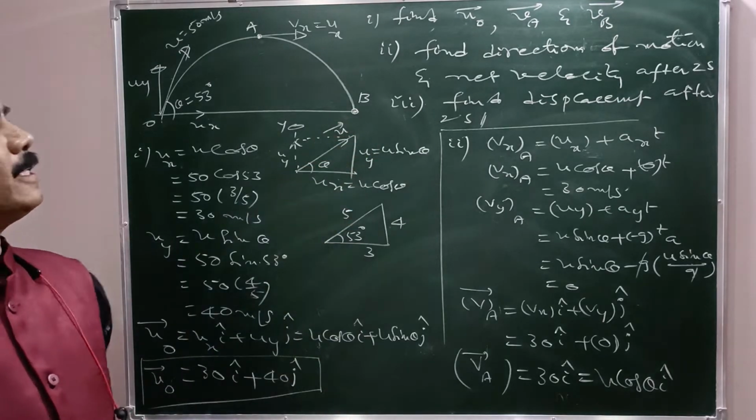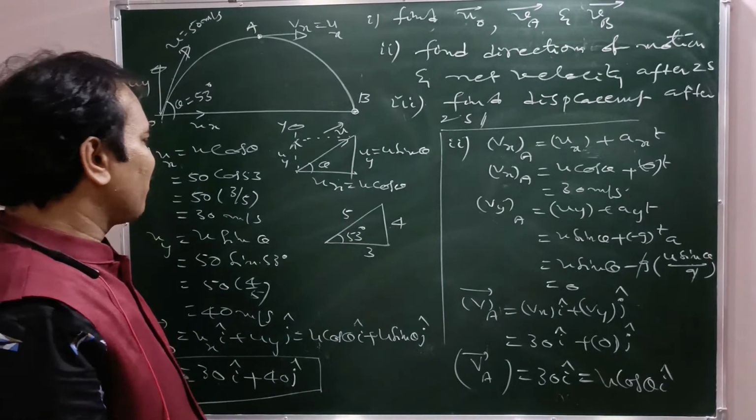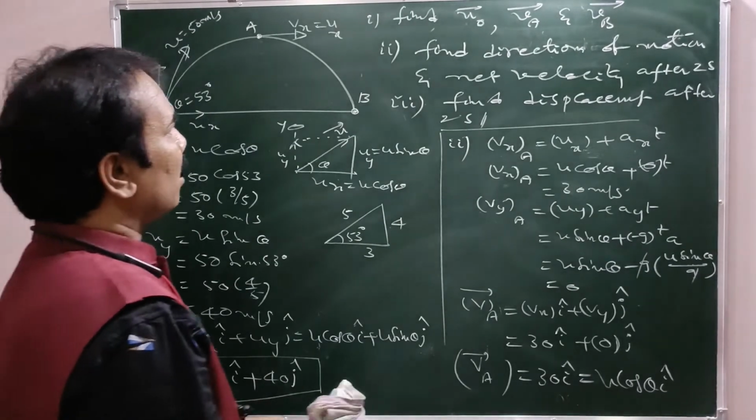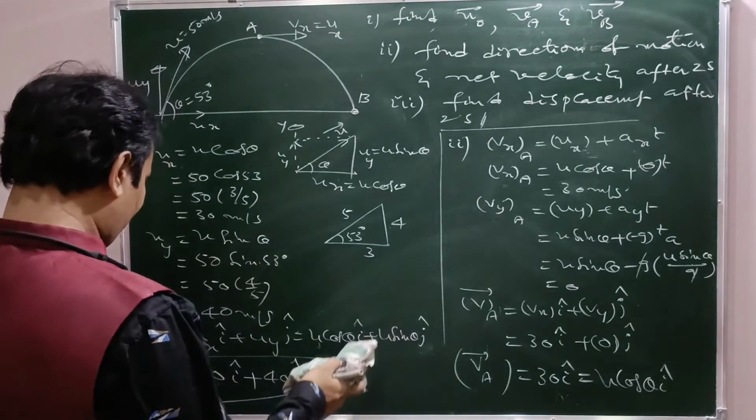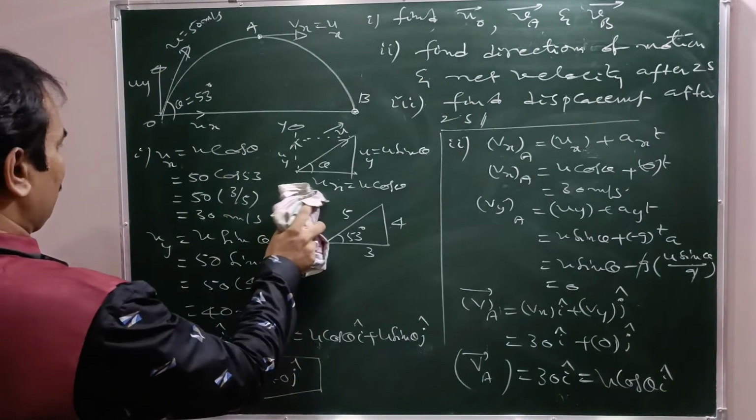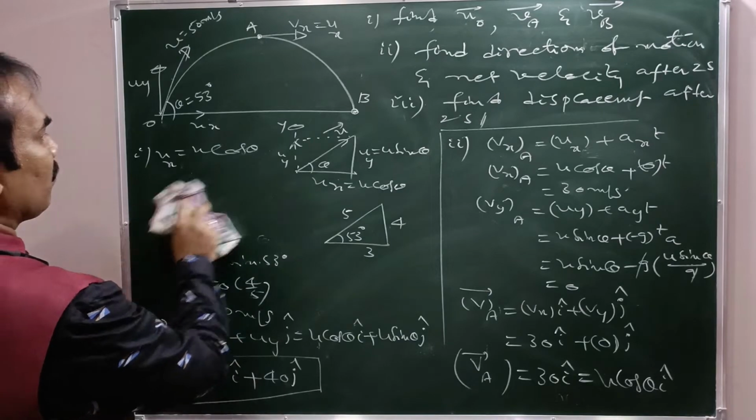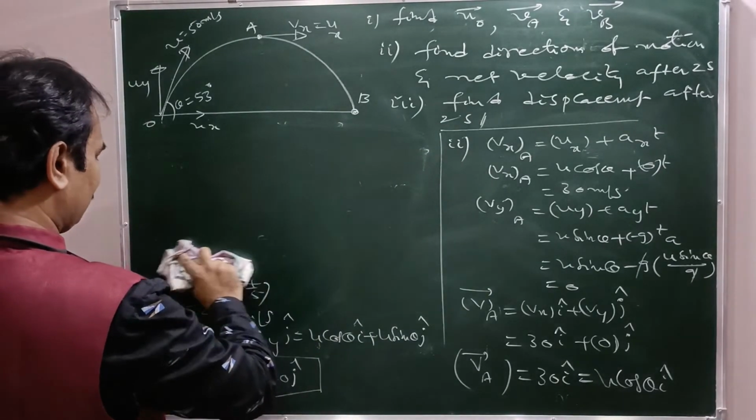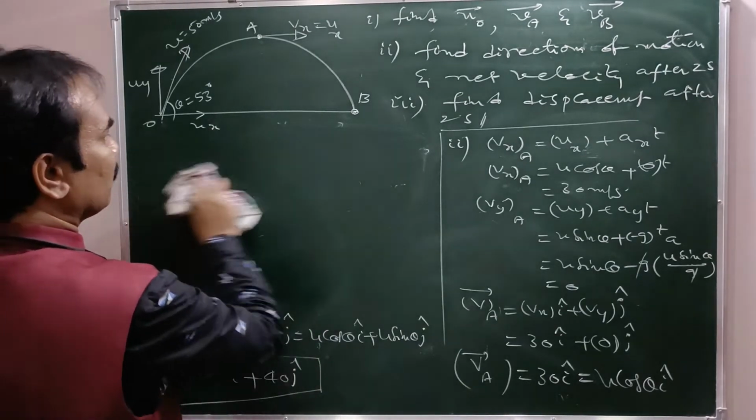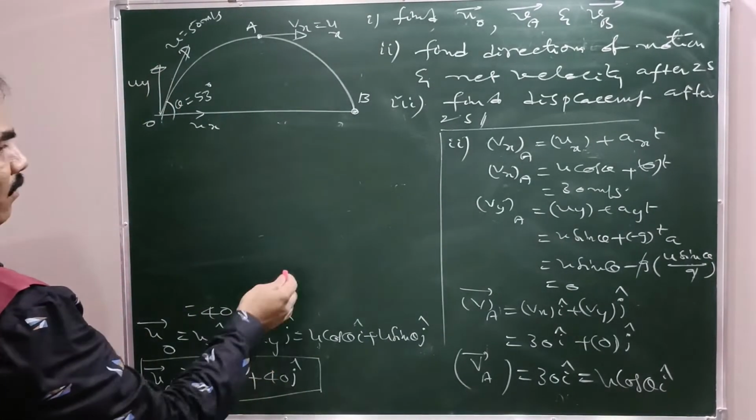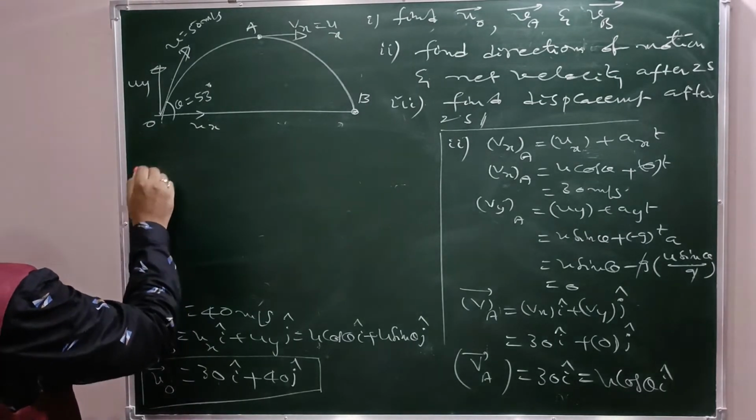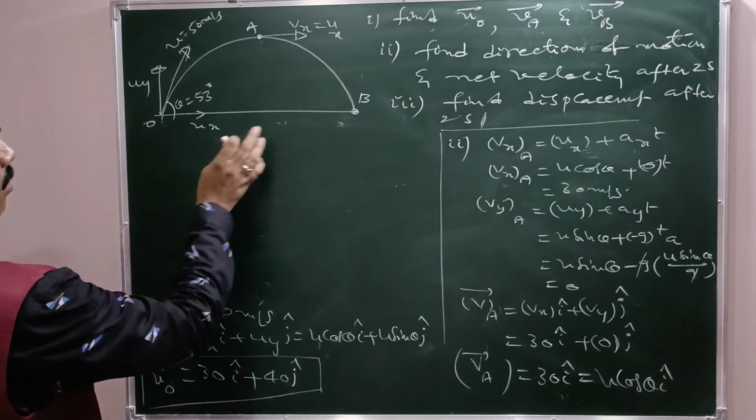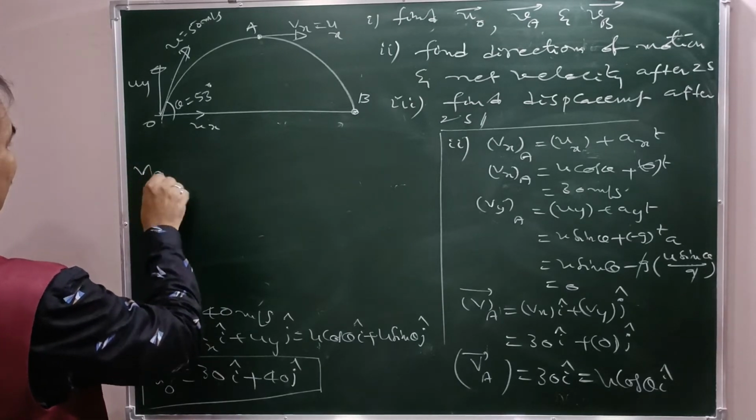Now at B, what is the value here at B? I'm rubbing off somewhere here, writing somewhere here. V at B.